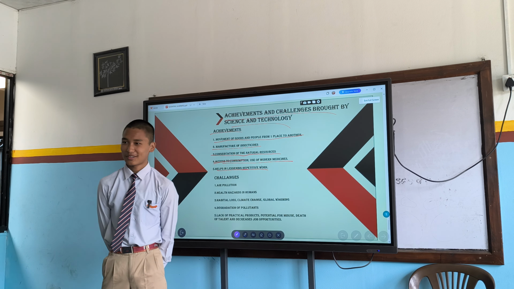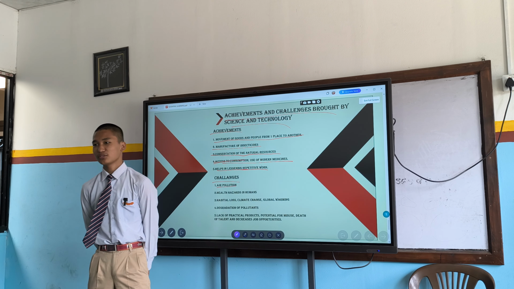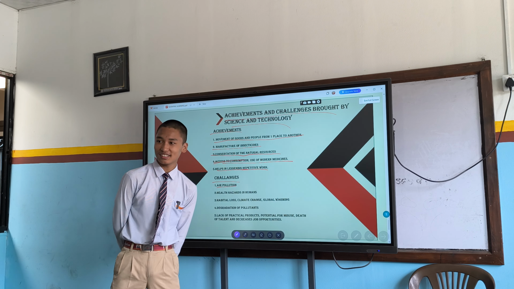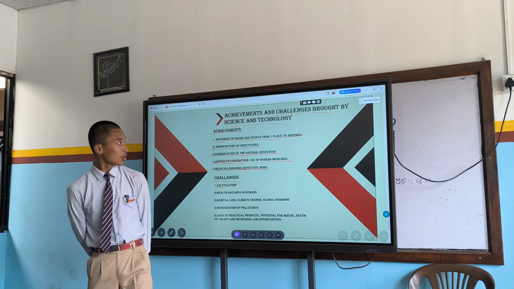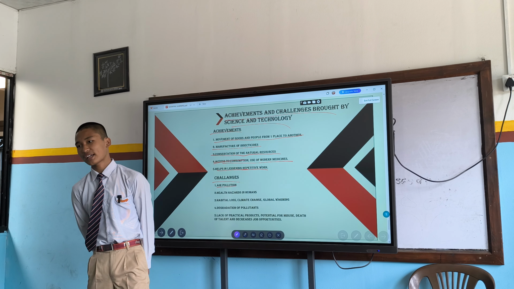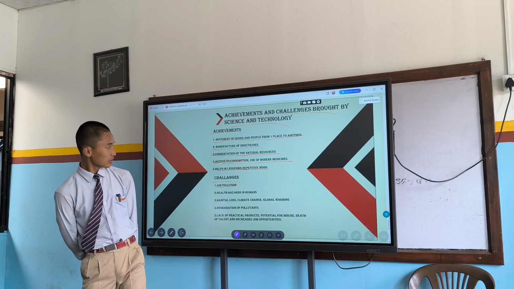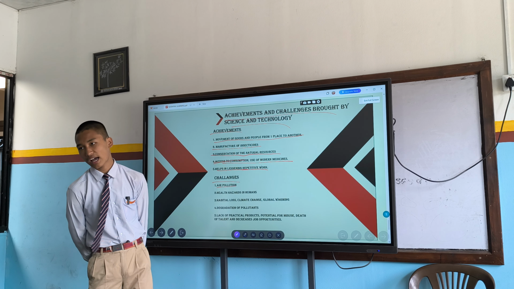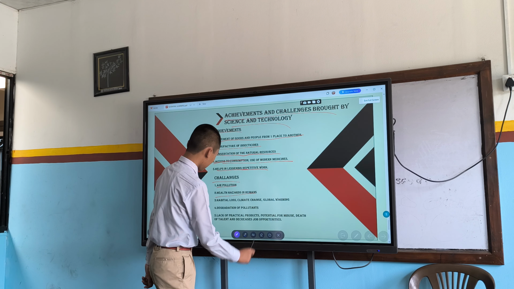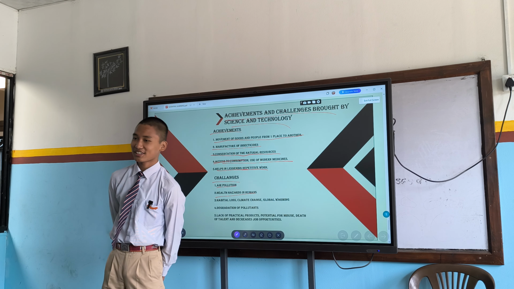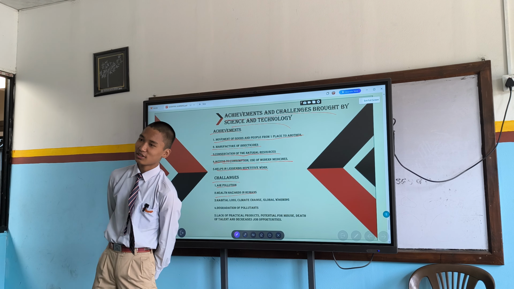Challenges of science and technology. Air pollution. Science and technology made factories which help human beings to make food easier, but those factories also pollute the air, which causes air pollution and also harms human health. As I said, factories cause air pollution and it has health hazards in humans.